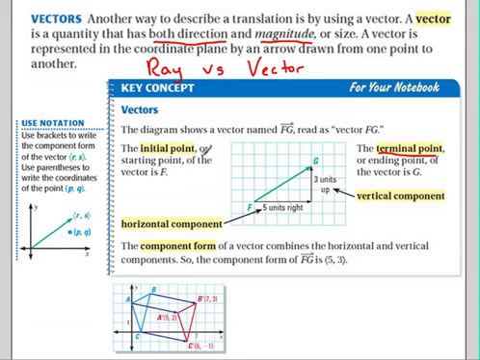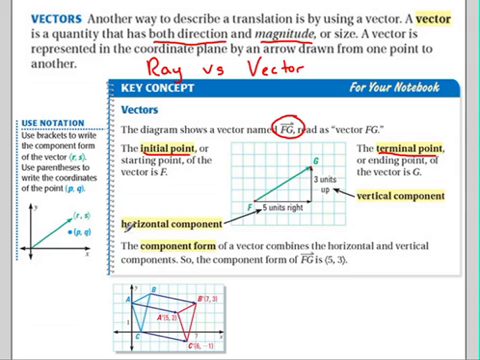So again, as we look at this, there's the initial point, there's the terminal point, and the idea here is that we're going to write it as that. So wherever it starts, F, and it goes in the direction of G, and it ends at G. So we write this as FG, with a little half arrow above it, and we pronounce it vector FG.